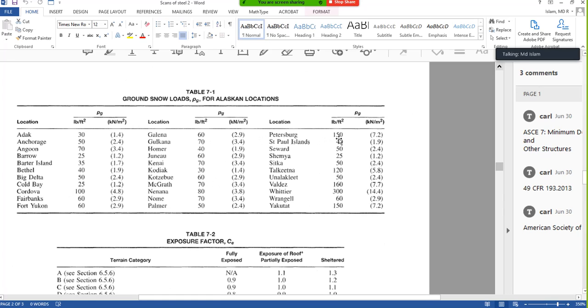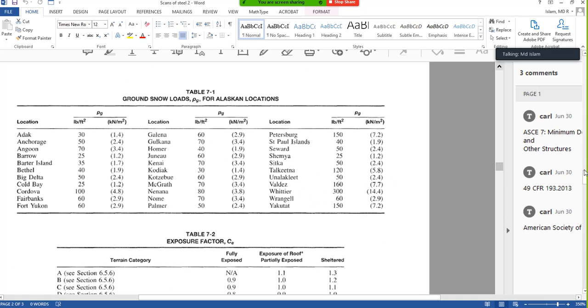Petersburg 150. I do not think anybody lives there, or no. 300. Where is it? Oh, all these are inside Alaska. So, do not go there. In summer you will get snow.